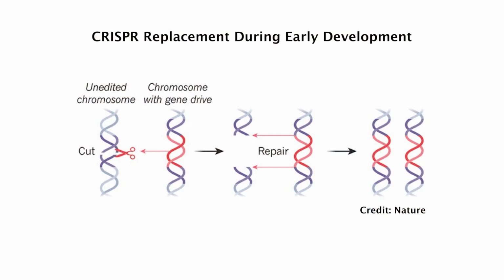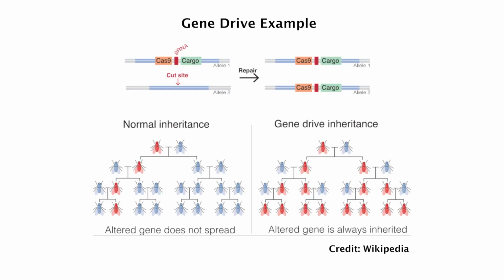Then, during early development, the drive uses CRISPR to replace the normal copy, causing virtually 100% of the offspring to possess the gene drive, rapidly spreading the gene drives through the population. For example, gene drives are now being used in the US and elsewhere to attack disease-spreading populations of mosquitoes, resulting in a crash in their population and reduction in the disease.